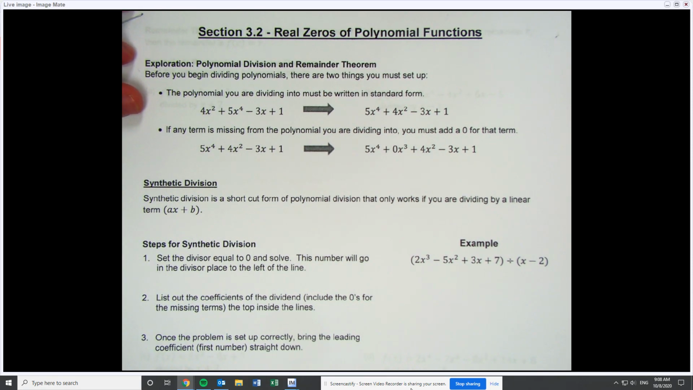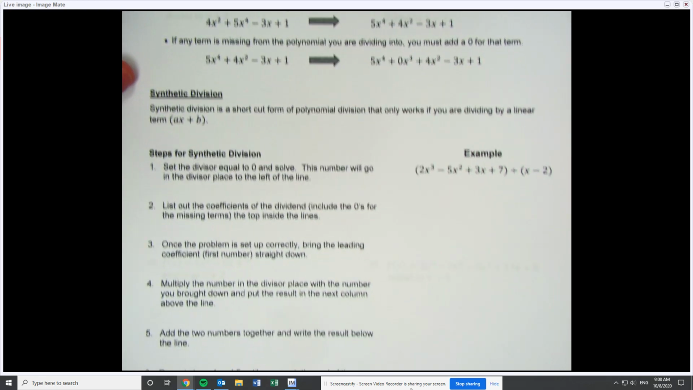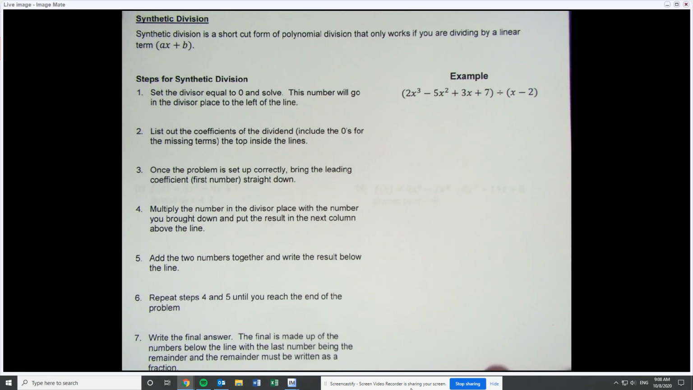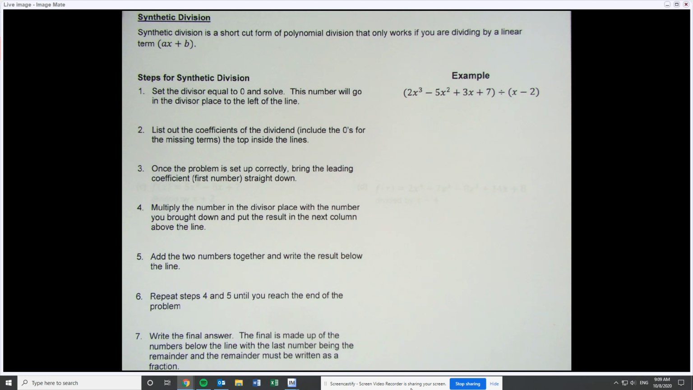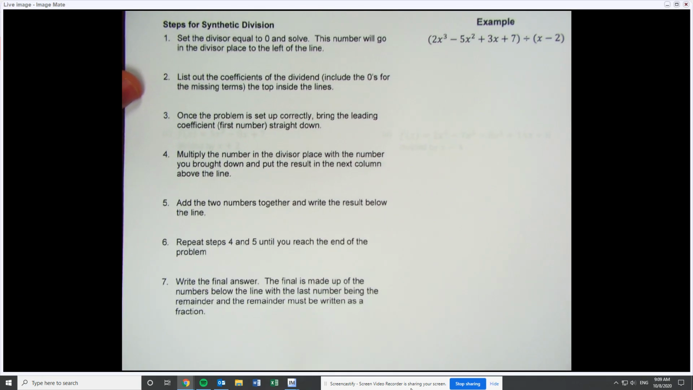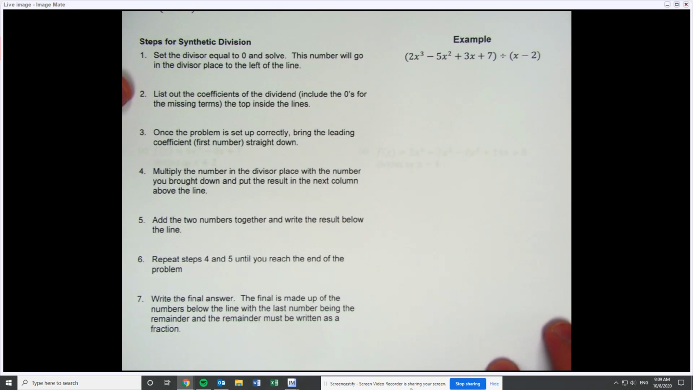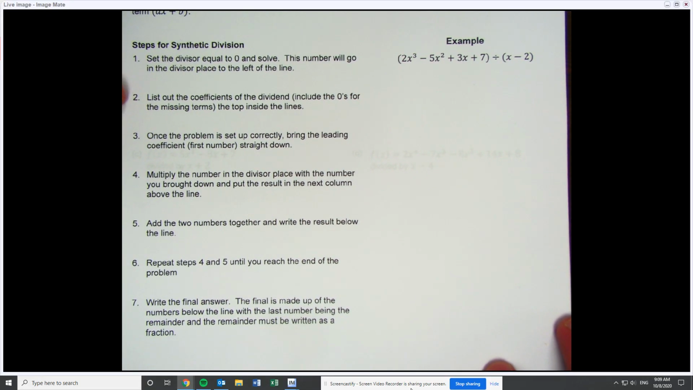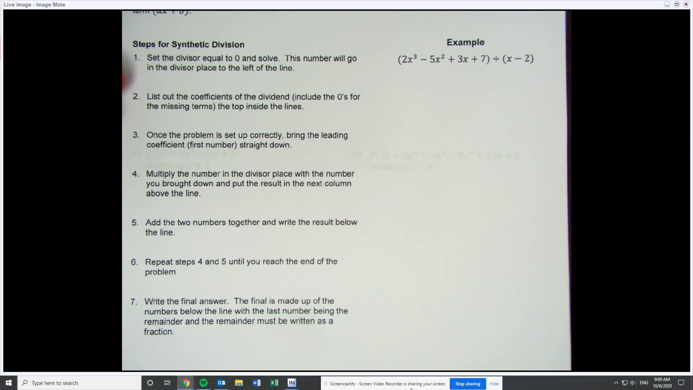All right, so let's talk about how you can do synthetic division. Now, I'm going to talk you through all the steps, but just in case you can't remember a certain step that I said and you can't figure it out by looking at the example, I typed up all of the steps right here for you. So don't worry about having to write down the steps. They're all listed right here. Just learn the process.